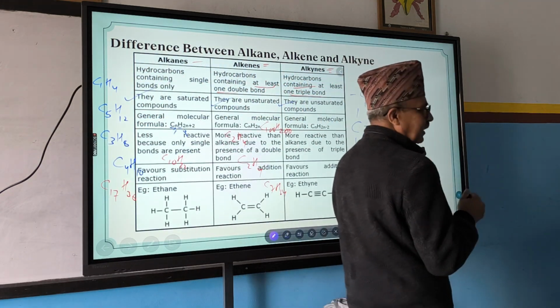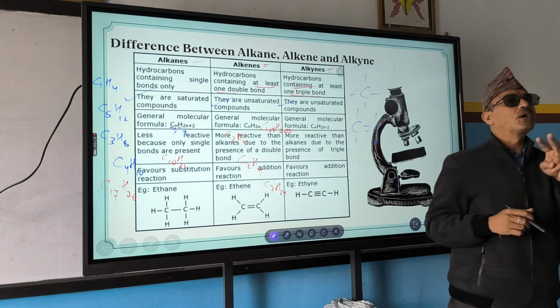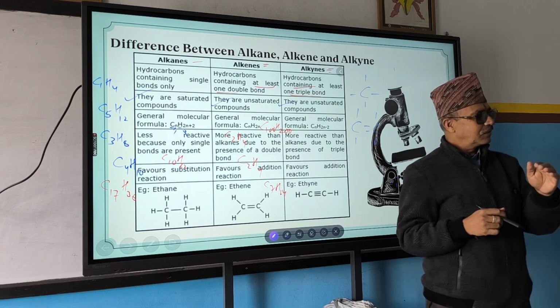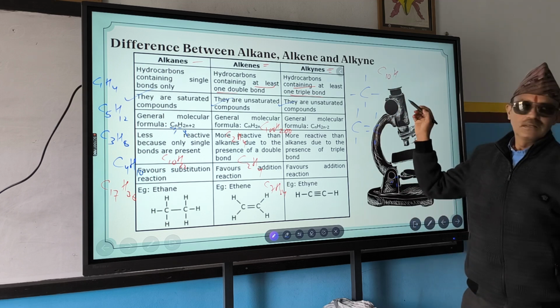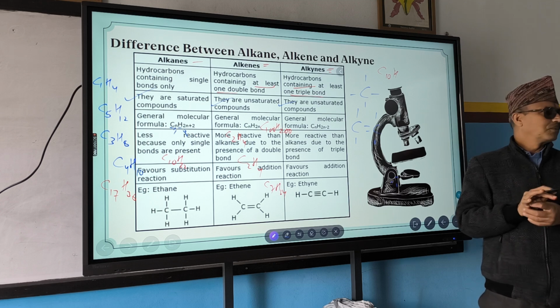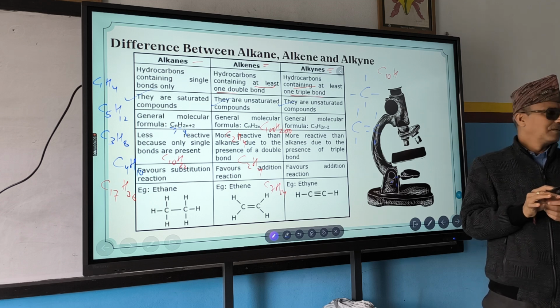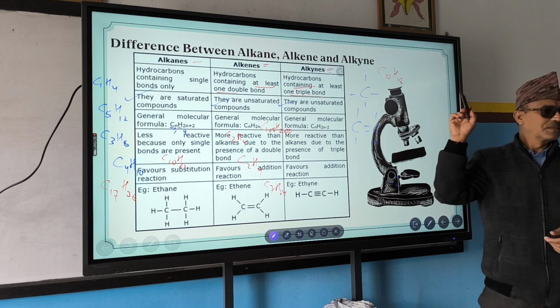But what happens in alkyne? It means 2 less than double. If C is 10, H will be how much? 18. Some are saying 8, some 18. 18, sir. 20 minus 2 is 18. Right.